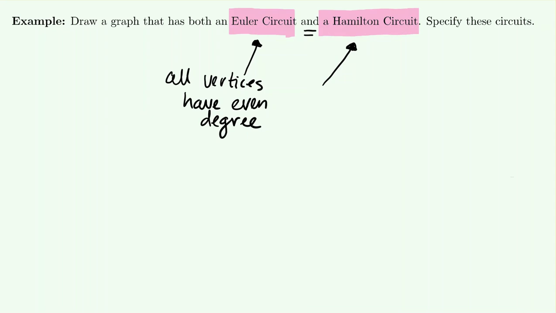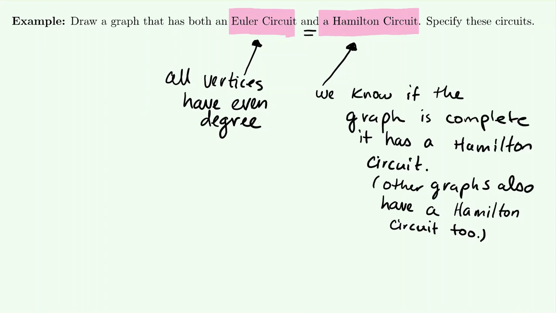The criteria that comes to mind for an Euler circuit is that all vertices of the graph must have even degree, and then the criteria for a Hamilton circuit. While there are other graphs that also have Hamilton circuits, we know one classification of graphs that are guaranteed to have Hamilton circuits are the complete graphs.